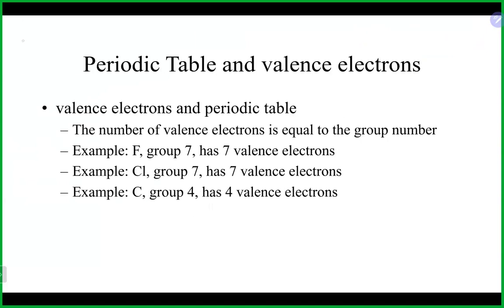Everybody in group 1 will have 1 valence electron. Everybody in group 2 will have 2. Then 3, 4, 5, 6, 7, and 8.